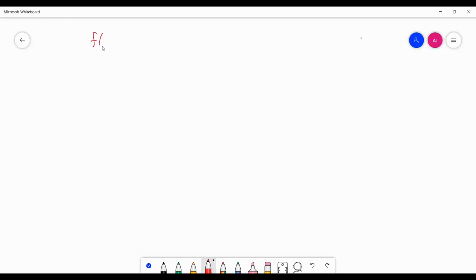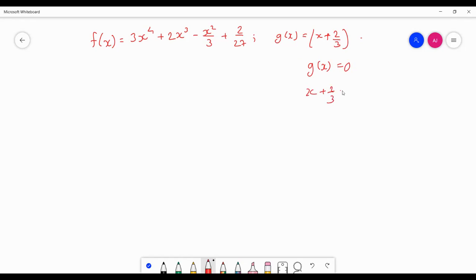Fx is equal to 3x to the power 4 plus 2x cube minus x square by 3 plus 2 by 27. And here it is given that gx is equal to x plus 2 by 3. So in the last question it was x plus 1 by 2. Here it is x plus 2 by 3. So we will use remainder theorem. So for that we will equate gx with 0. So it will become x plus 2 by 3 equal to 0, x equal to minus 2 by 3.